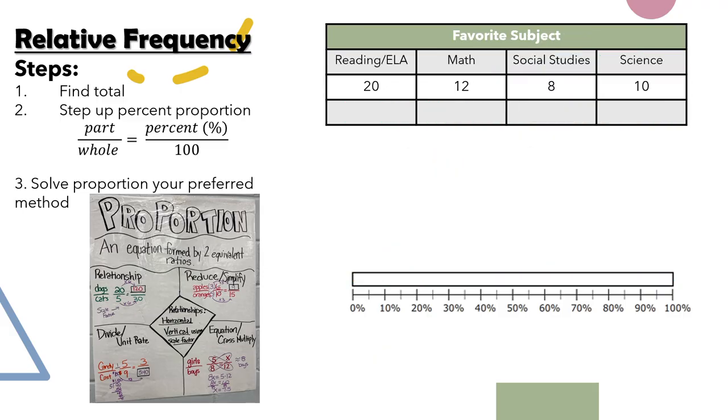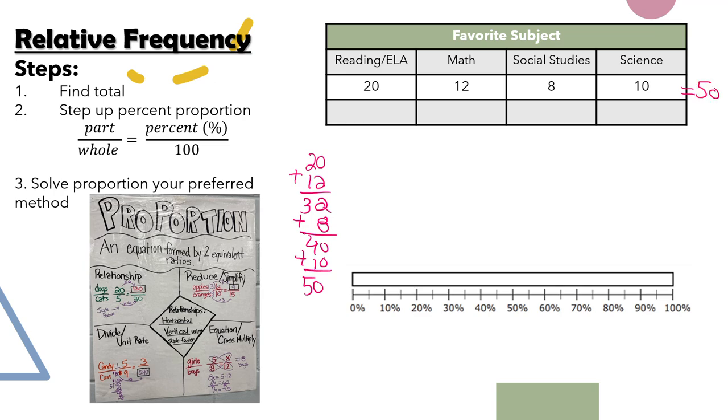Okay, let's try this last one really quickly, and then, like I say, I will leave you some practice questions. So first things first, I have to find my total. $20 plus 12 is $32, $40, $50. So I know that my total is equal to 50. 50 is a good number, a perfect number, because it also goes into 100.